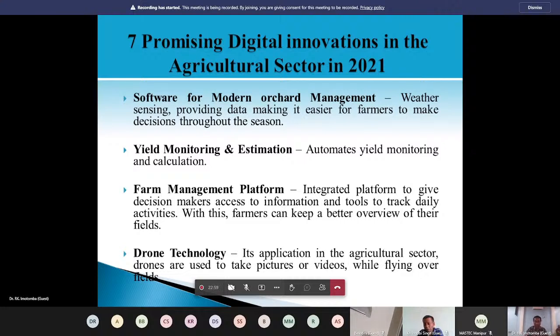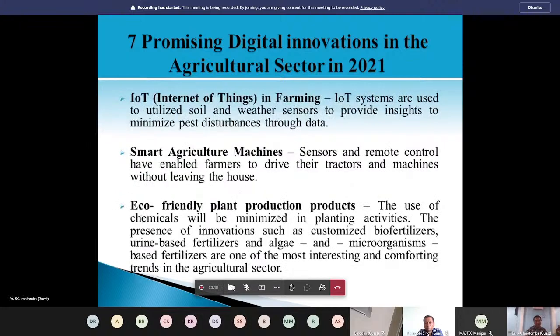Likewise, we can design the farms, we can make the tools to do activities in the agricultural sectors. And drone technology is one of the AI technologies being applied in agricultural sectors in India. And the Internet of Things in farming, to measure the soil weather sensors, the soil status, then soil moisture content, and so on. This can be measured through the digital innovations.